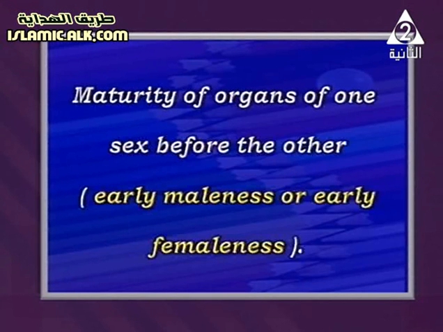And also maturity of organs of one sex before the other. I mean early maleness or early femaleness. Early maleness means maturation of anthers before ovaries, and vice versa. Femaleness is maturation of the ovary and stigma before maturation of the anthers. So we need both of them to happen in parallel, together. But if it doesn't happen, we need cross-pollination.